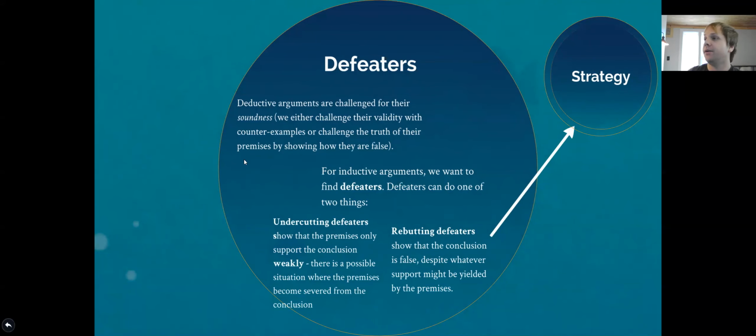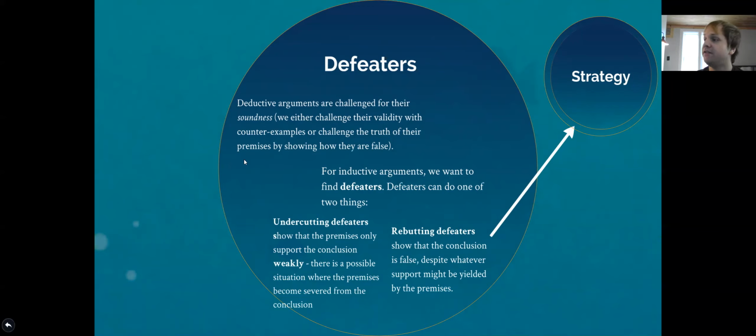A deductive argument, just to contrast, is one that we try to assess by looking at its soundness. We consider whether the premises are true and whether it's valid, and we either try to show that it's invalid or try to show that one of its premises is false. We can't do that here. For inductive arguments, what we're going to do is look for defeaters.